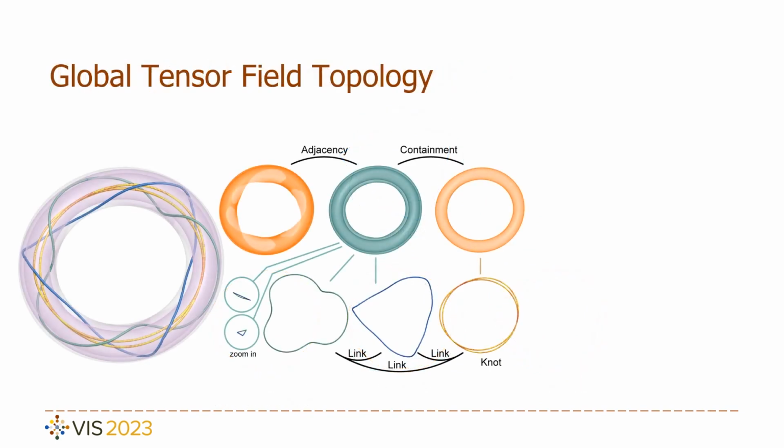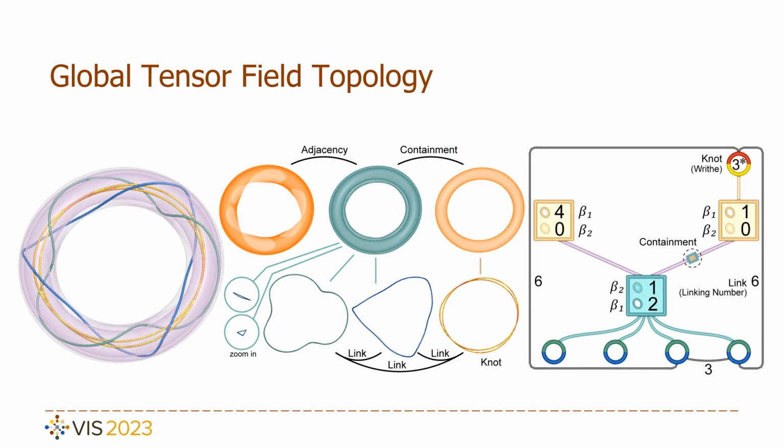In this paper, we introduce a topological graph for 3D symmetric tensor fields. A node in the graph can be either a region of uniform linearity or planarity, or a degenerate curve. An edge can indicate a pair of adjacent regions, a degenerate curve being contained by a region, or two linked degenerate curves. We also compute additional properties of each node and edge, such as the Betti numbers of a region and the writhe number of a degenerate loop. This graph provides a global view of the topological features in the data, along with the intricate interactions among them, which can lead to additional insight.